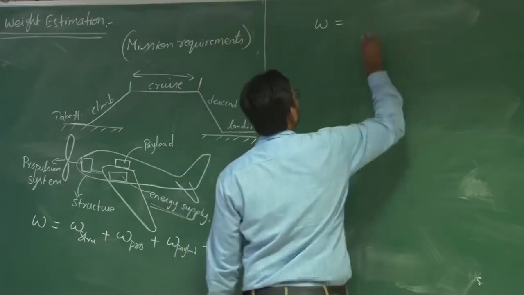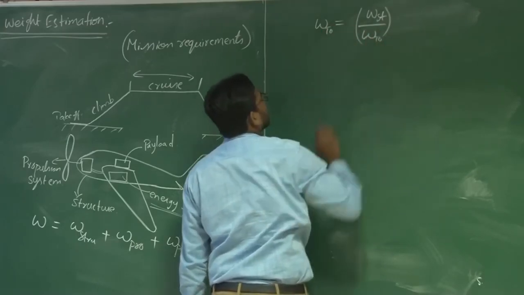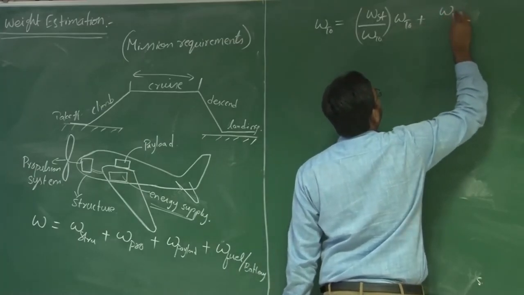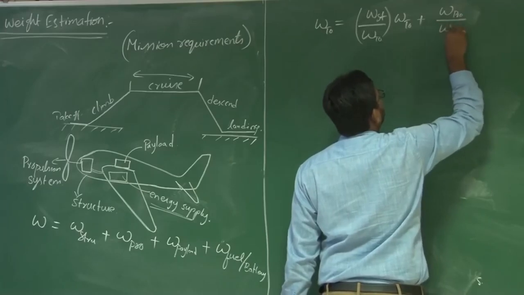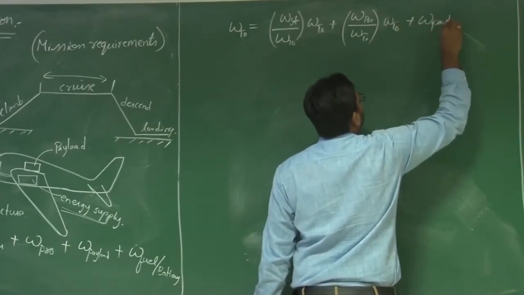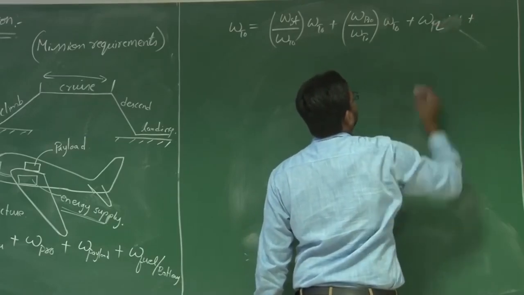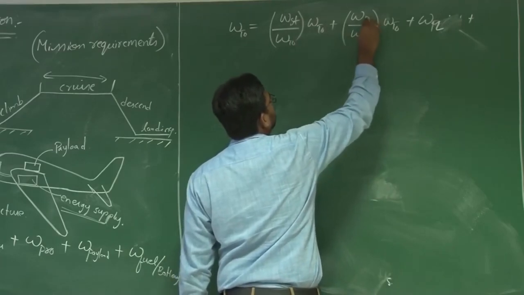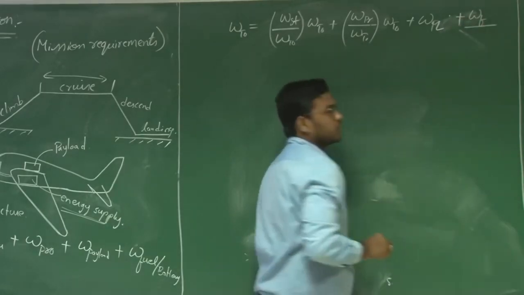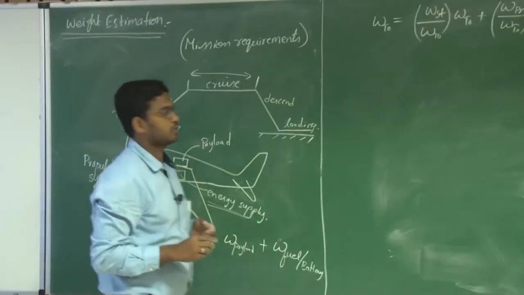Let us say W is the total weight. Can I write this as W takeoff, or maximum takeoff weight, or takeoff weight, whatever it is, right? W takeoff equals W structure plus W propulsion system plus W payload plus weight of the fuel. Let me represent payload as PL, structures as ST, and PR stands for propulsion, PL stands for payload, and weight of the fuel. So let us initially talk about the fuel powered UAV, right? So the energy supplied to this power plant is by means of fuel, right?